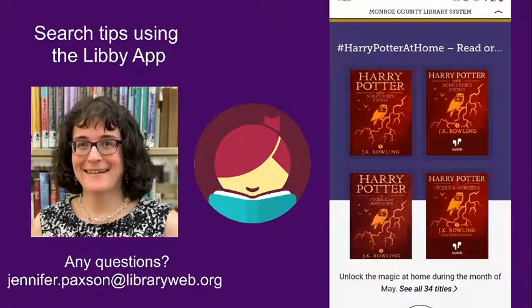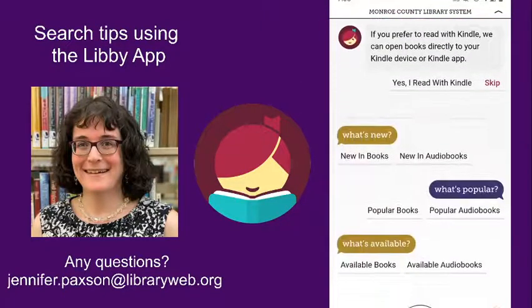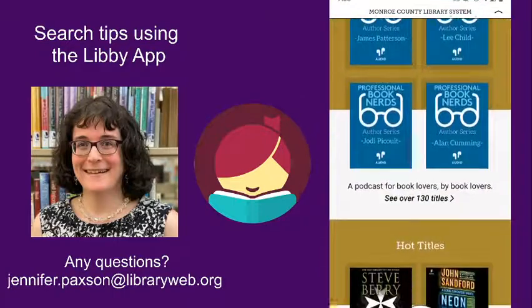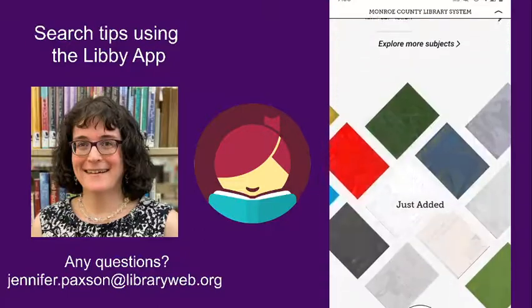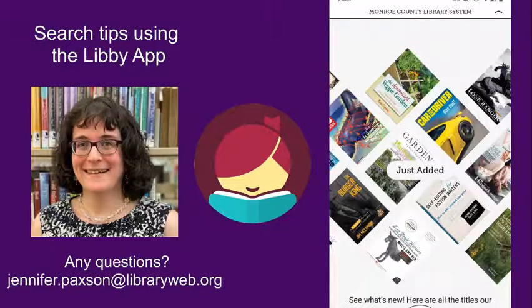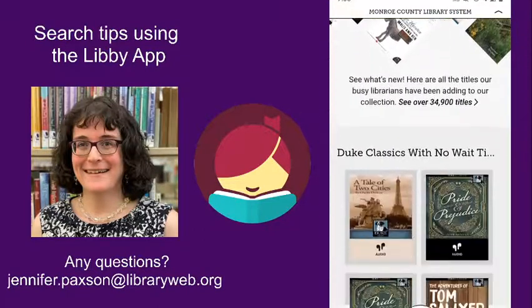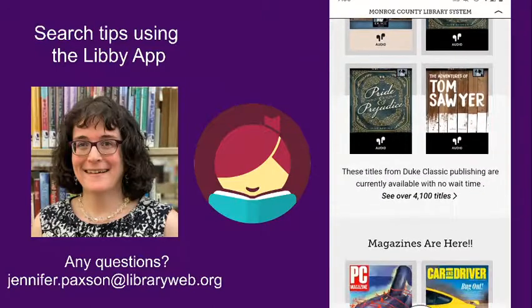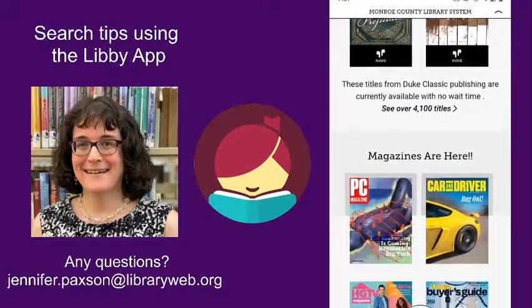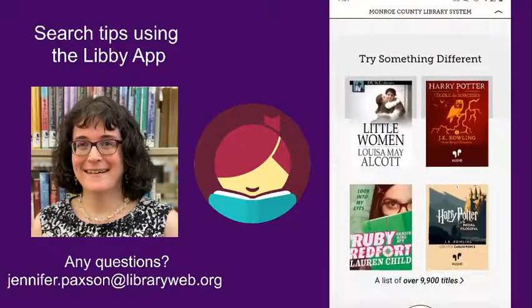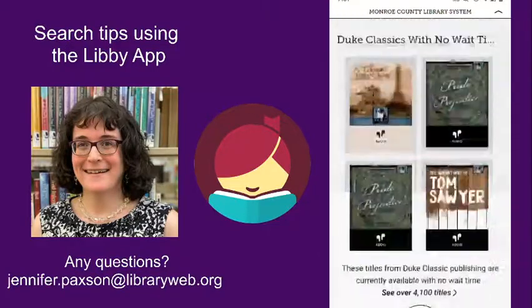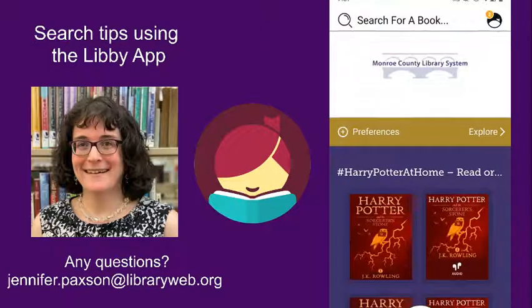Another way to search is to look through the screen here. There are different selections here, like this is hot titles. And under here are just added things that were bought just recently. We've got our Duke Classics, books that are available all the time, and our magazines. So there are lots of different already chosen topics right here on the front page of the website or the app.